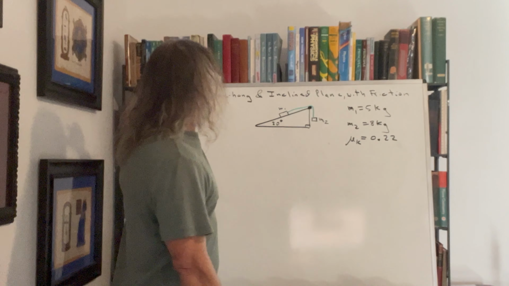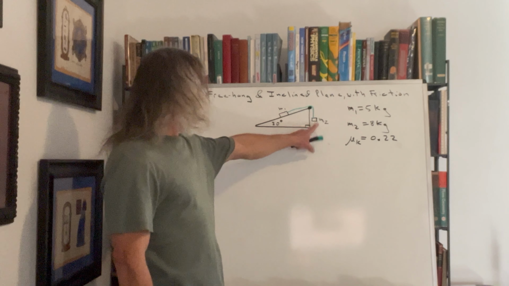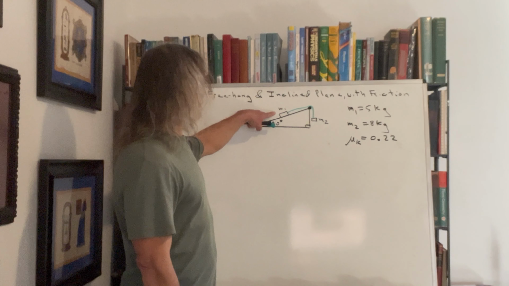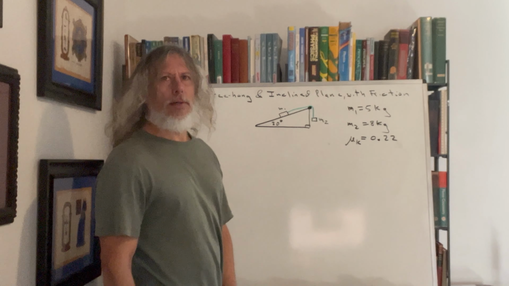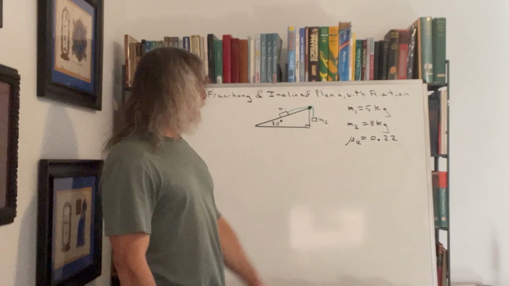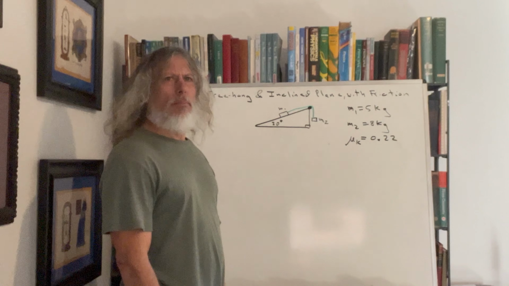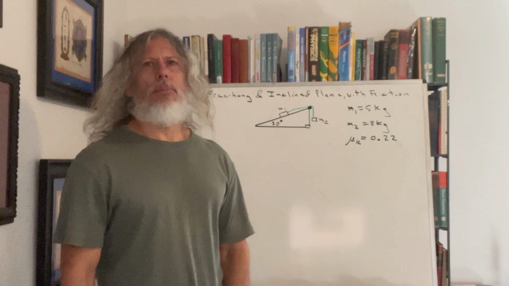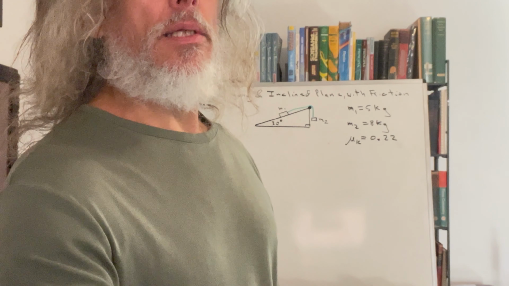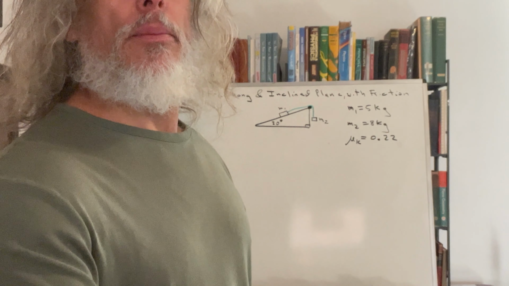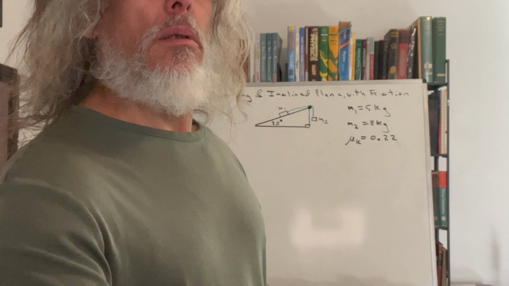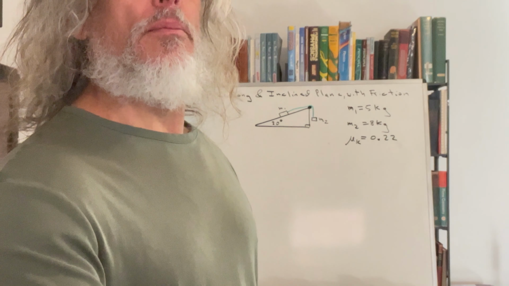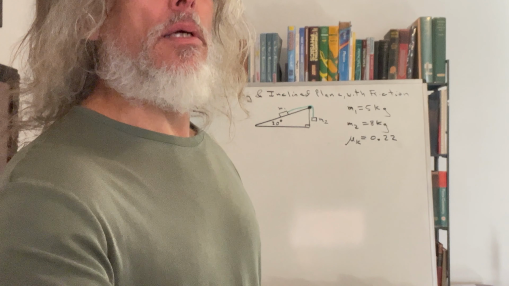So here we have an object hanging, one on an inclined plane, and we'll consider friction, kinetic friction of 0.22. I'm doing something on a worksheet, hence this. We could do static instead, but go from static to kinetic, but one thing at a time.